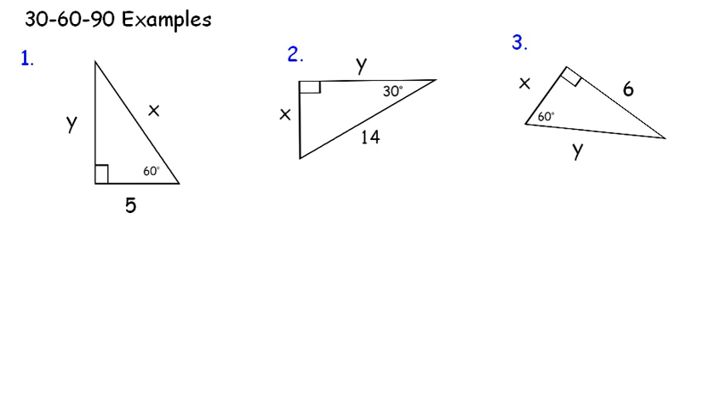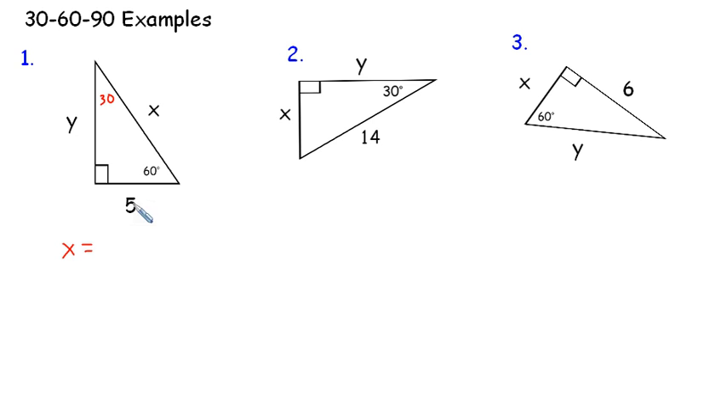I prepared 3 examples for us, one where the short leg is given, one where the hypotenuse is given, and one where the long leg is given. So I have each case represented here. So in example number 1, 5 represents the short leg. See, this angle would have to be 30 degrees if this one is 60 and this one is 90. So opposite the 30-degree angle is the short leg. That's 5. So the hypotenuse is going to be twice that.